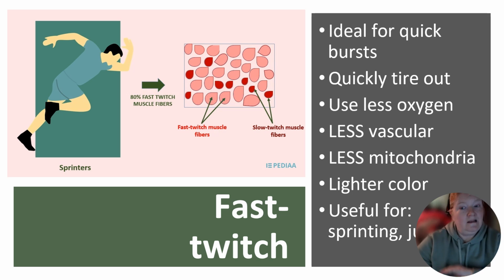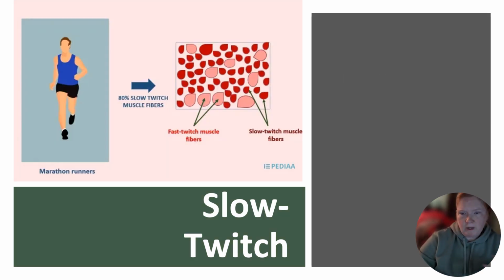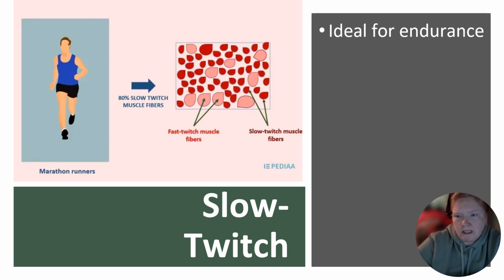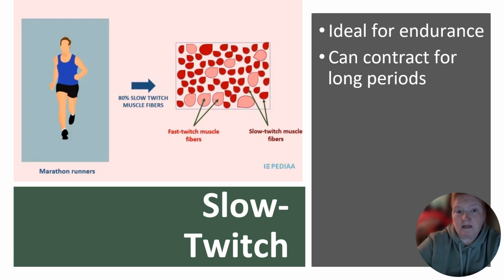Fast twitch. The alternative to fast twitch is slow twitch. Slow twitch fibers are ideal for endurance because they can contract for long periods of time.